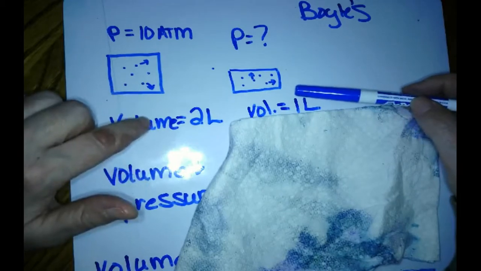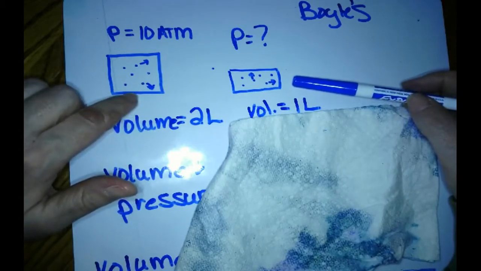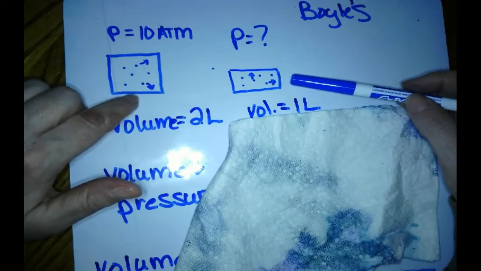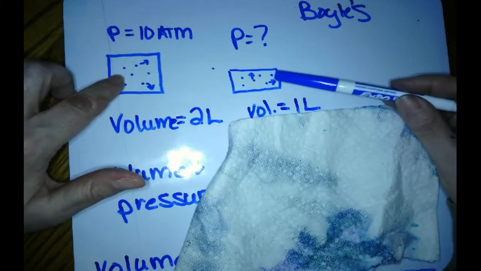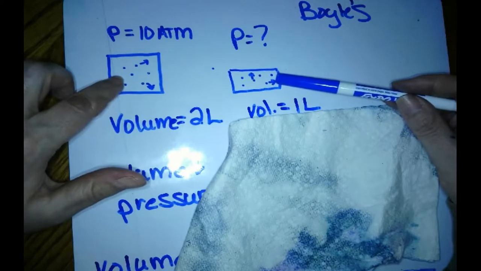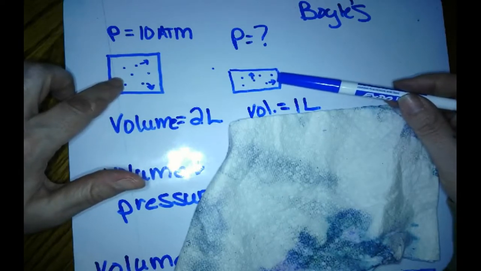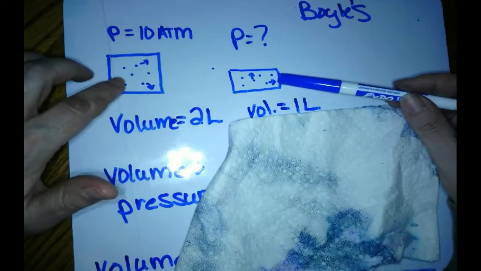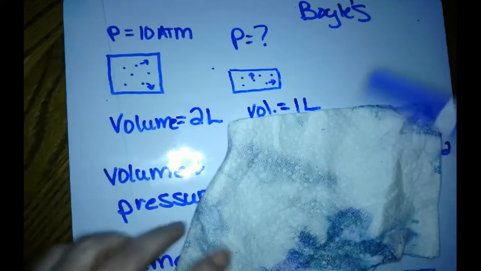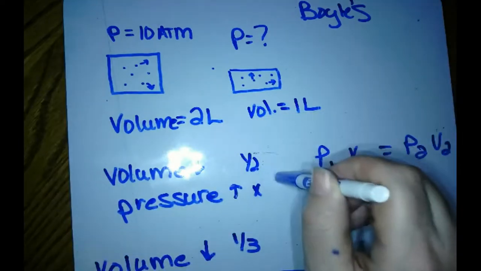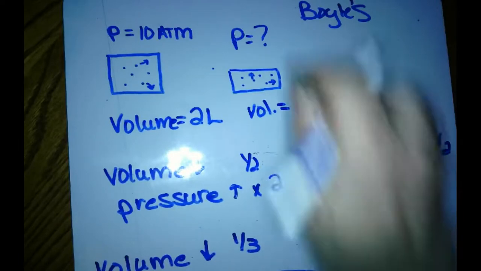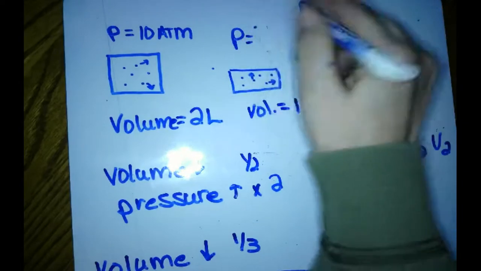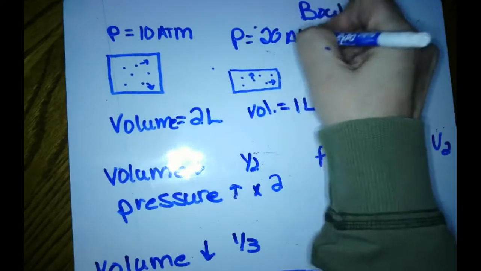What would this do to my pressure? Would my pressure increase or decrease? Well, we have the same number of particles colliding against the walls, but here they have less distance to travel, so they'll be colliding more. And since this is a directly inverse relationship, if the volume goes down by half, my pressure is going to go up times 2. So my pressure would equal 20 atmospheres.